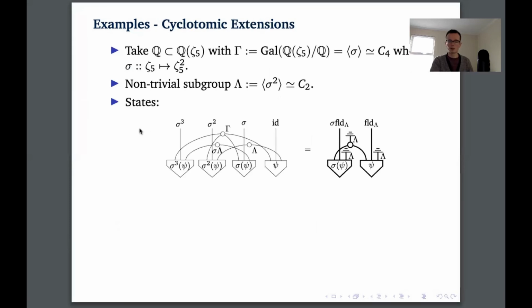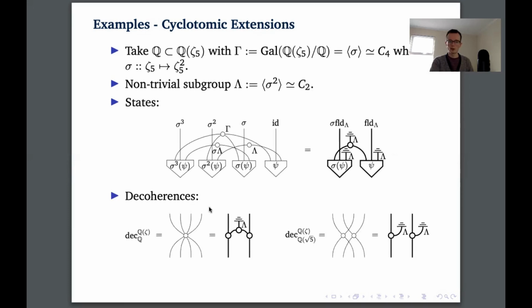The states of this theory, so here we have the four elements of the Galois group that we've tensored over. And then we have these two different discarding maps, the one that joins up all the elements of the Galois group, or all four of them, and then this other one that joins up the elements of the cosets of lambda in gamma. So the identity and sigma squared, and sigma and sigma cubed.